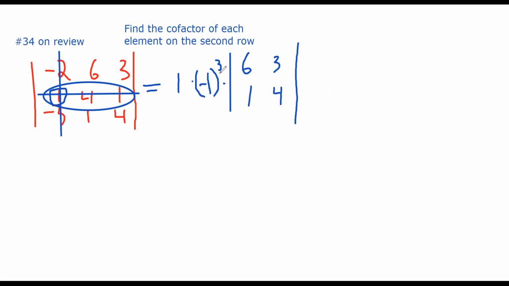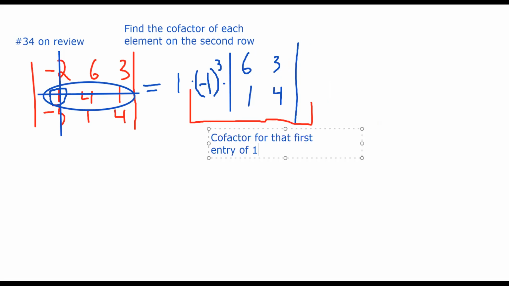And now this thing altogether is called the cofactor for that first entry of 1. This part is the cofactor, and then this is the entry itself, 1, that you're multiplying by. So you can kind of see why I left all that terminology out. It's because it's unnecessary.